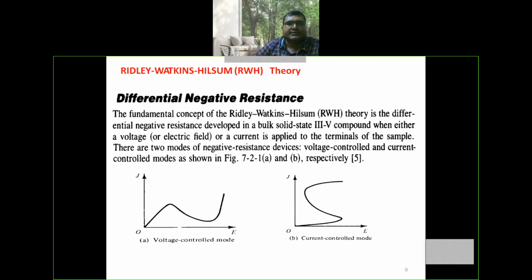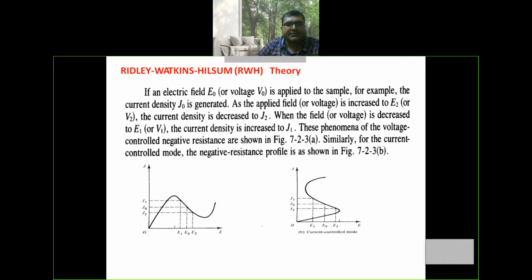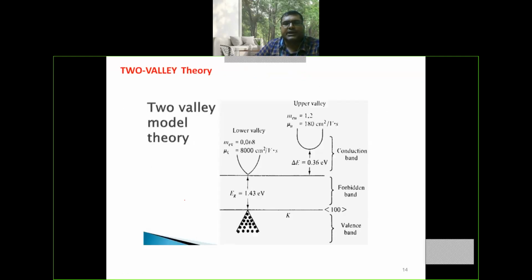RWH theory. The differential negative resistance formed in a third-fifth group compound is shown in the figure. You can observe the negative resistance behavior. That is, as the electric field increases, the conduction current decreases from this point. This is the position of the negative resistance region.